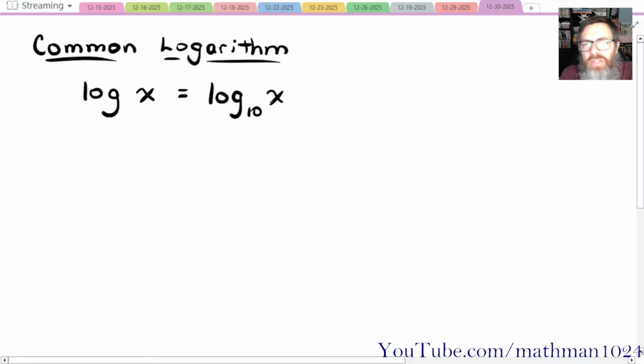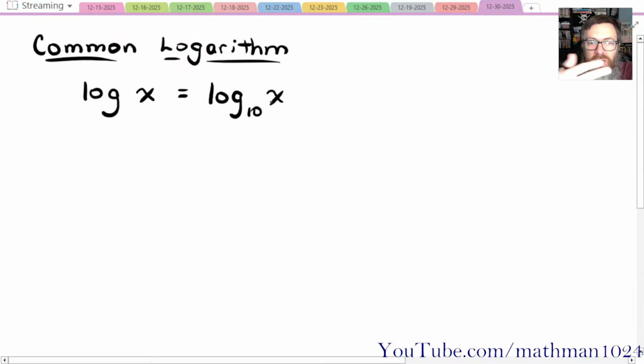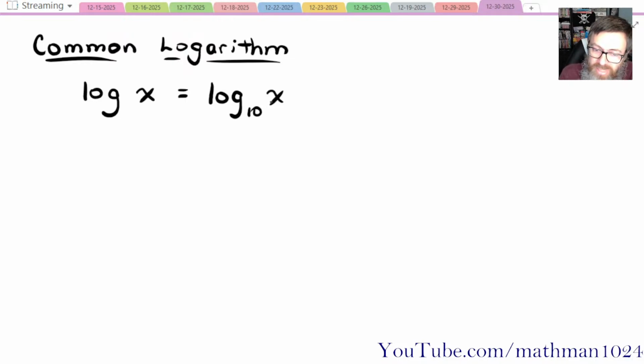So this common log is used in all kinds of things. We're talking about measuring how loud noise is using decibels, the Richter scale, I think it's been modified now so it's not exactly the Richter scale, and measuring pH balance. All those are measured in powers of 10. And so using a common log that is also dealing in powers of 10 makes a lot more sense.